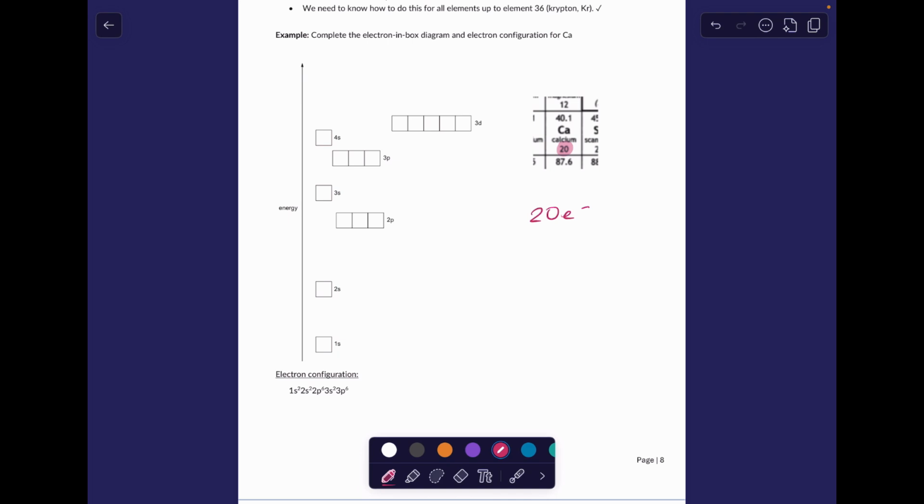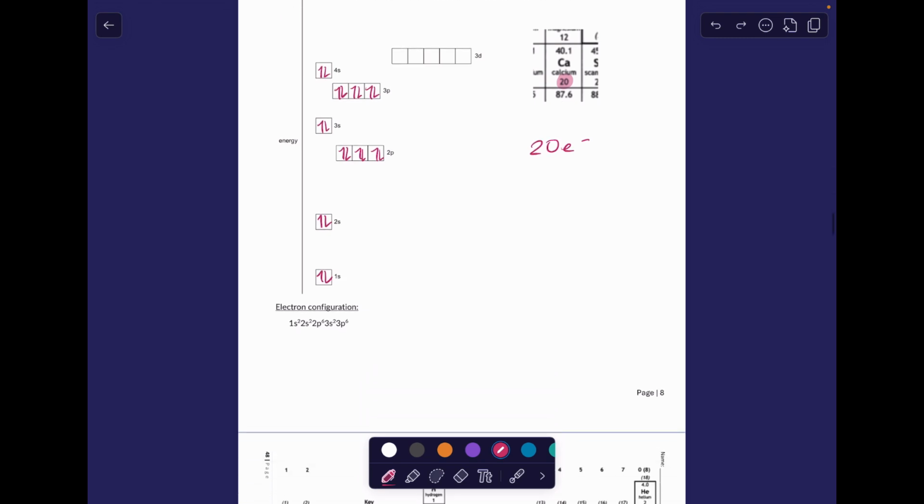I've got 20 electrons. I'm going to go 1, then 2, 3, 4, 5, 6, 7. Now we pair them up. 8, 9, 10, 11, 12, 13, 14, 15, 16, 17, 18, and then we've got 2 more, 19 and 20, which go into the 4s. Now the electron configuration, this is the way that we write it.